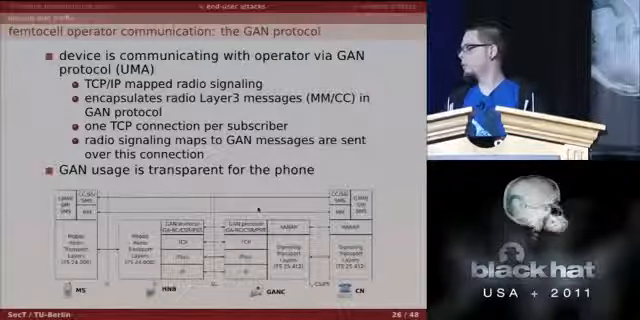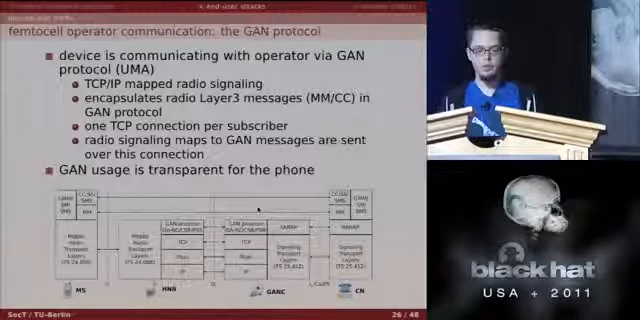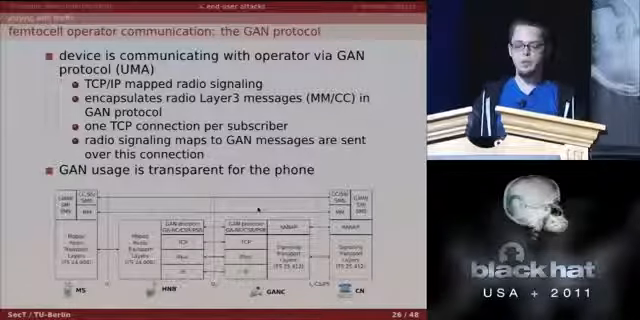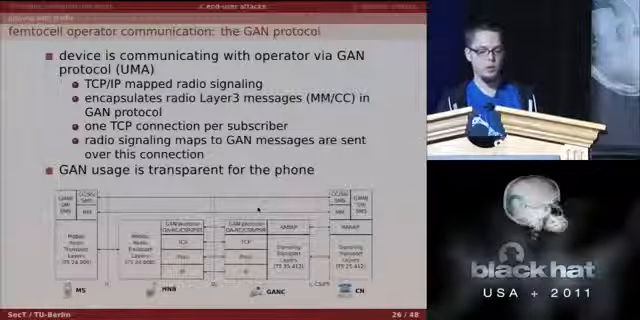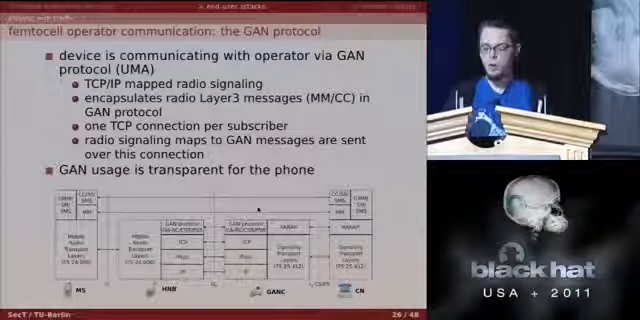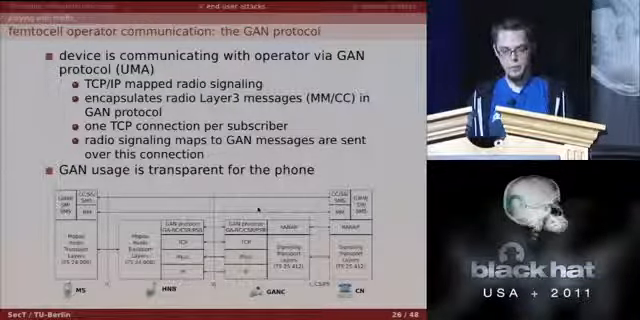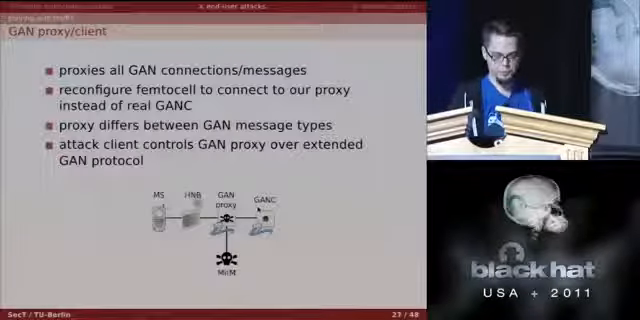So for the phone, the usage of GAN is actually transparent. It doesn't need any special support. It doesn't have any special stack for that. And the Femtocell does all the translation. So this is interesting if we want to play with the traffic generated from a phone.